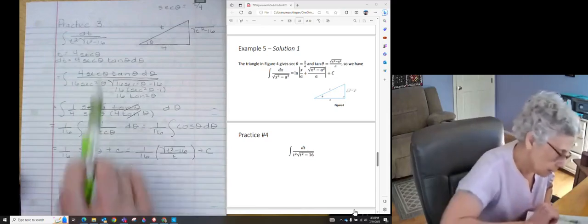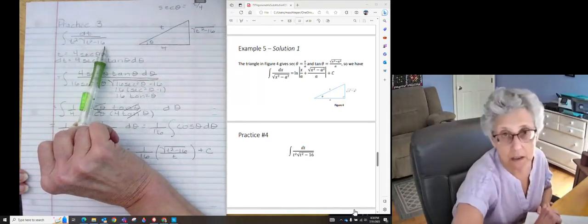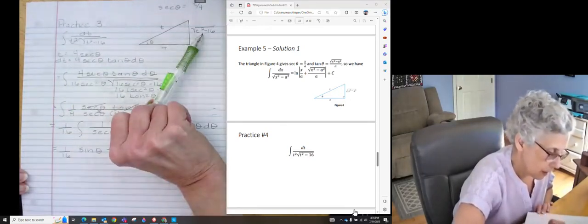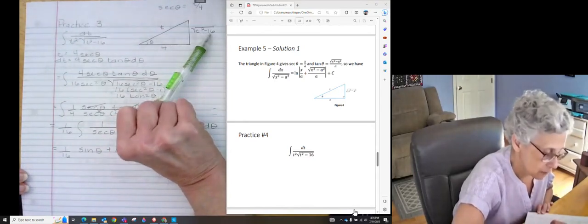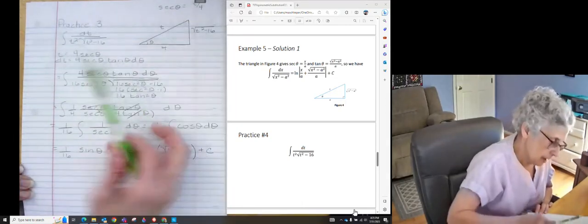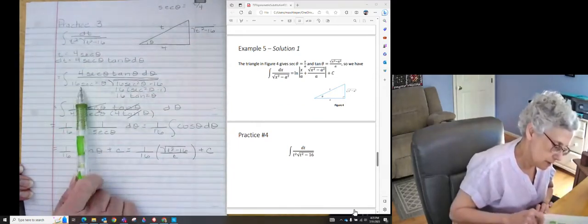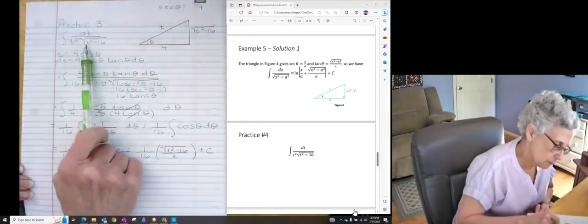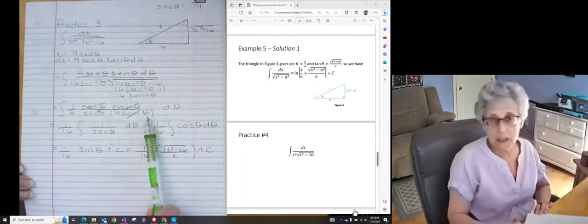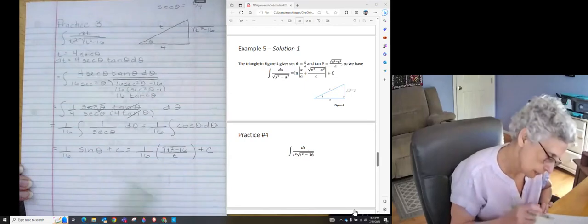Okay, let's look this one over. This time our a squared was 16, so a was equal to 4. So t was 4 secant of theta. My opposite was the square root of t squared minus 16 because secant is hypotenuse over adjacent. I replace dt with 4 secant theta tangent theta. T squared is 16 secant squared. The square root of t squared minus 16 ends up being 4 times the tangent of theta when we go through all the Pythagorean identity simplification.